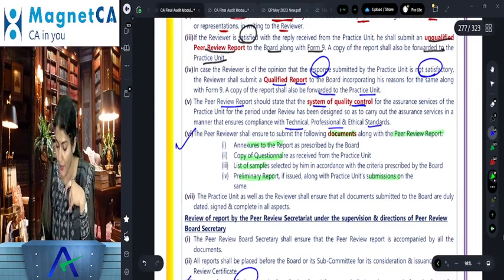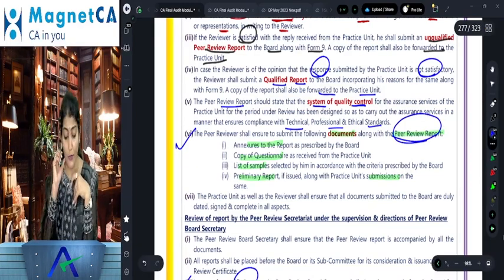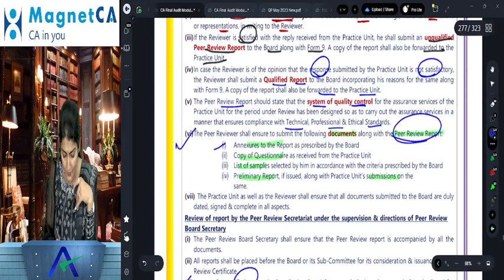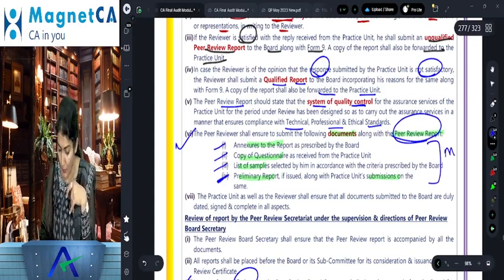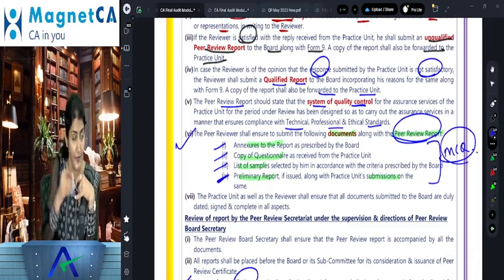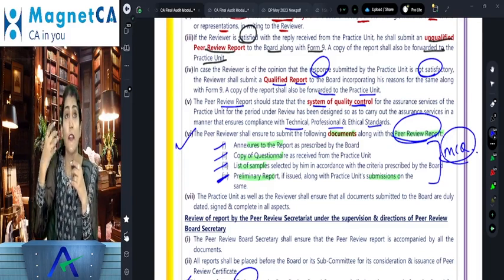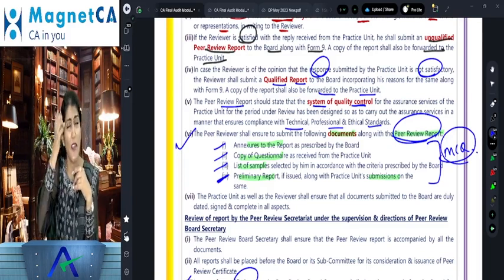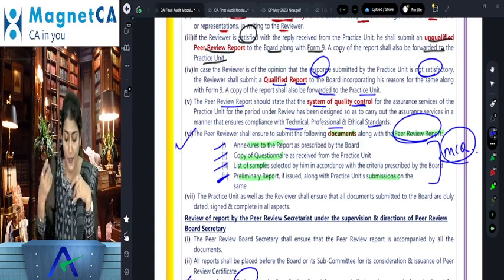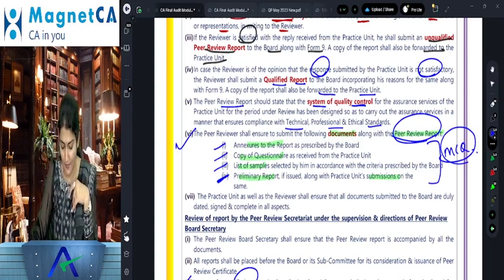So when you are issuing the peer review report, what all documents should be attached? Annexures, copy of the questionnaire, sample selected, and the preliminary report. No wonder if the institute asks these questions in the MCQ. Right, that the copy of the questionnaire is to be attached to the final peer review report. Now you say, why is the questionnaire copy to be attached? It is to be attached to the peer review report. Are you understanding that? Okay.